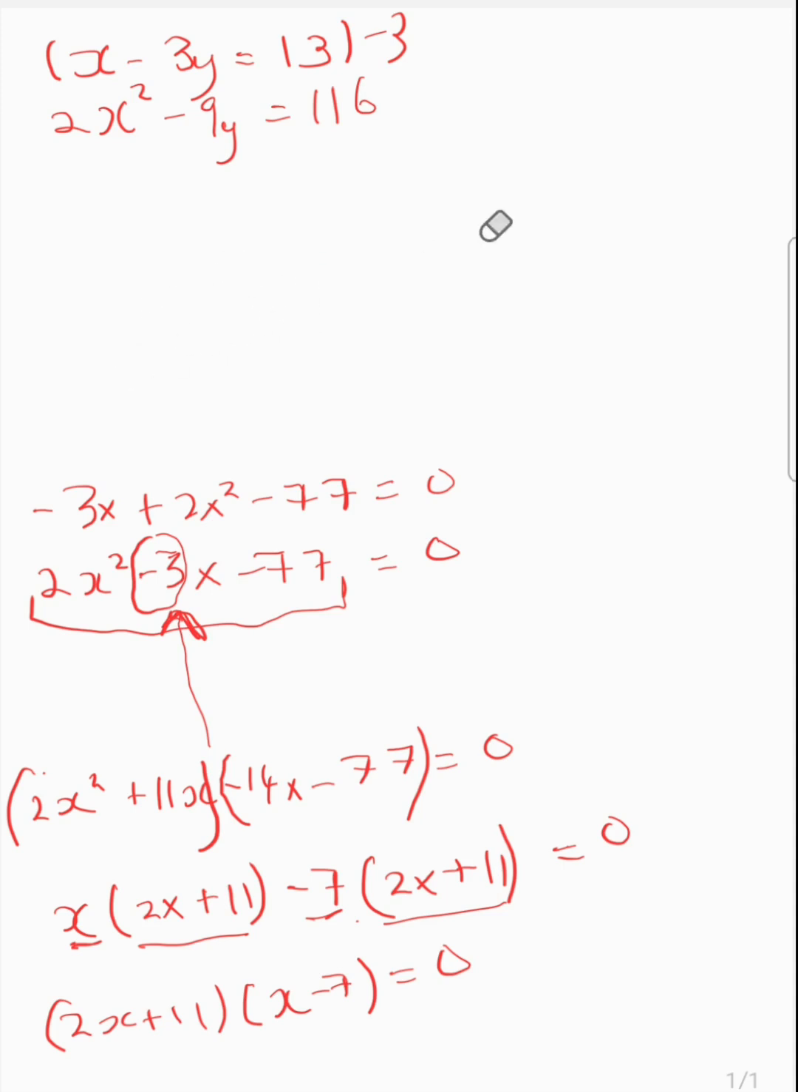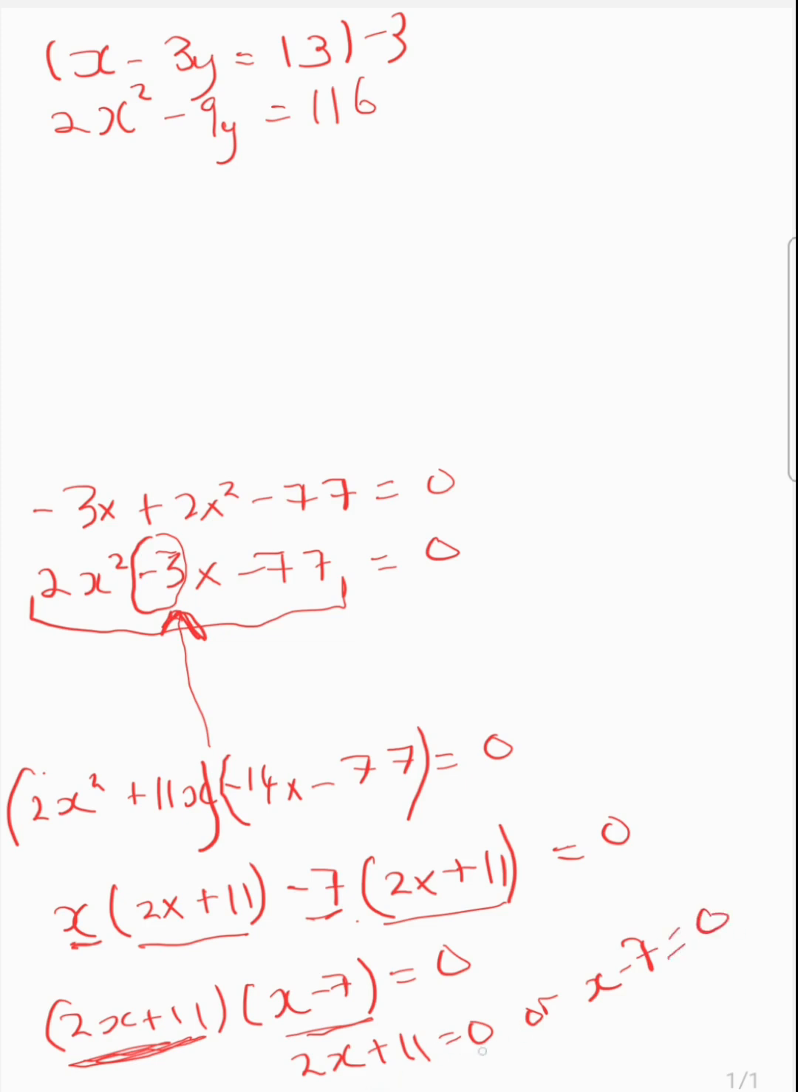Okay, let's clear this one. So now that we are here, we can simply say this means that for you to have 0 when you are multiplying these terms, either this part of this equation is equal to 0, or this one. So when we simplify this, we are going to have 2x plus 11 equals 0, or x minus 7 equals 0.